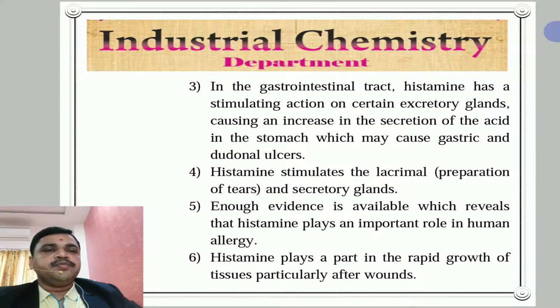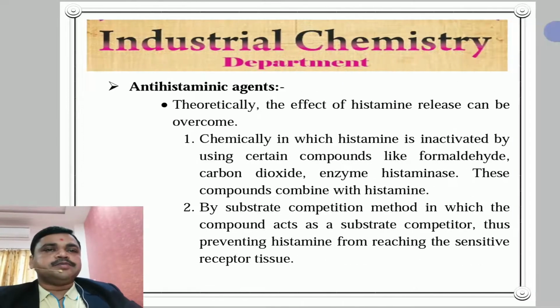Number 5, enough evidence is available which reveals that histamine plays an important role in human allergy. It is an important point. Histamine also plays a part in the rapid growth of tissues, particularly after wounds. Now, we see about antihistaminic agents.